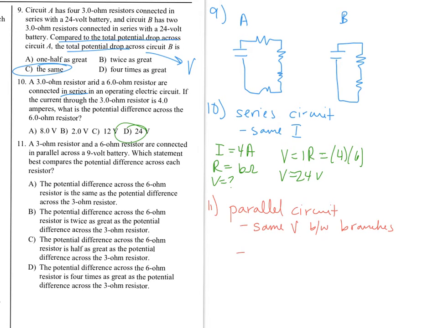So no matter how many branches we have, the same voltage is going to be running through each branch. All right? So same voltage running through here. Same V. So if we look at our choices, the answer that follows that is choice A, the same.